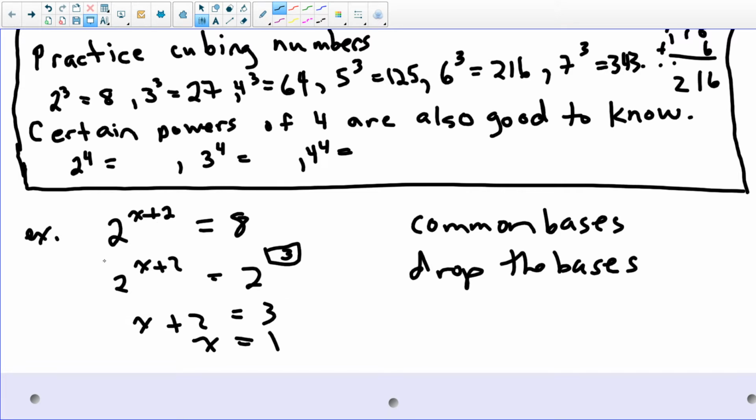Okay? So the concept, if you understand the idea that we're just changing 8 into a base of 2 to match the base that's on this side, that's pretty much the whole concept. So I'm just going to pause for a second. Are there any questions at this point?